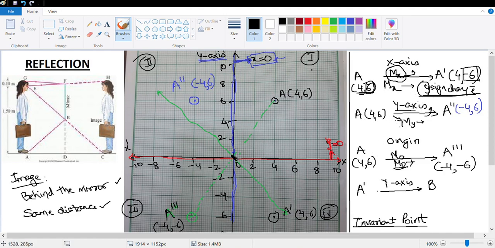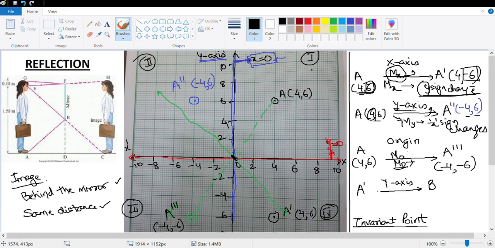Let's look at reflecting on y. Again, this was (4, 6). The magnitude remains 4, 6, but on reflecting on y, the sign of x changes. So if you're reflecting on y, the x sign changes. This is an easy way of remembering. If you reflect on x, the y sign changes. If you reflect on y, the x sign changes. The magnitude of the coordinates remains the same.